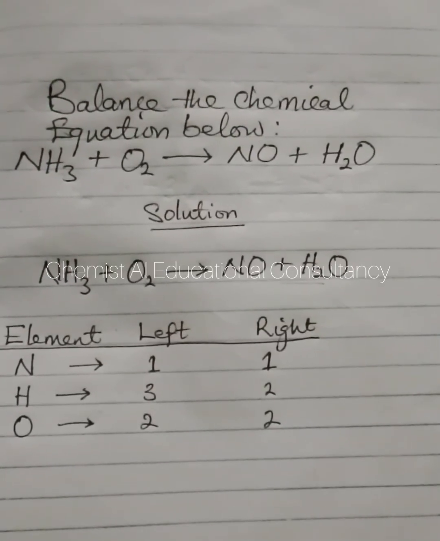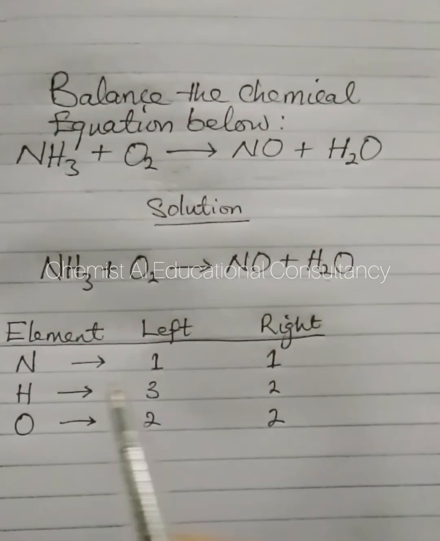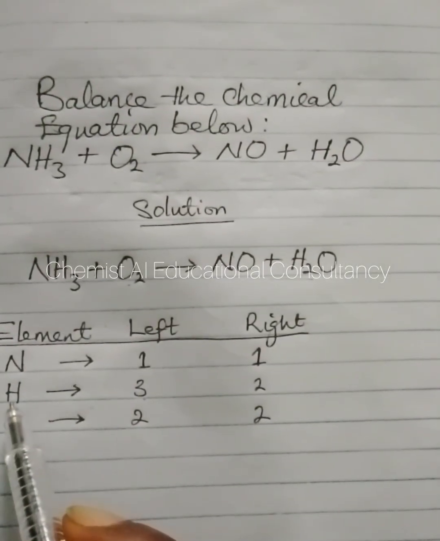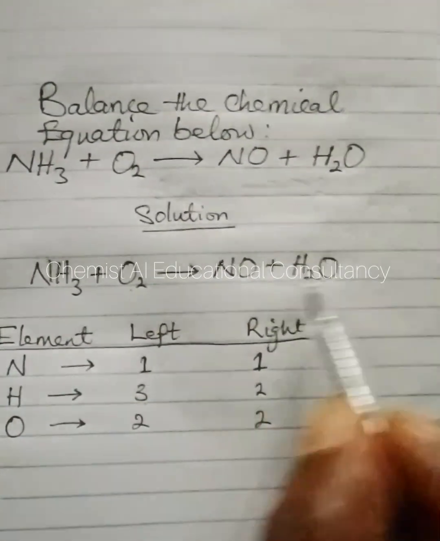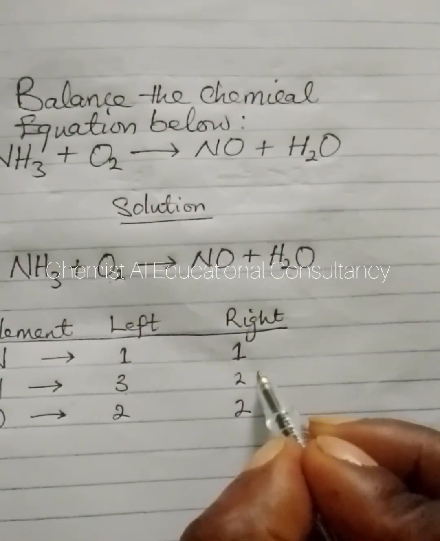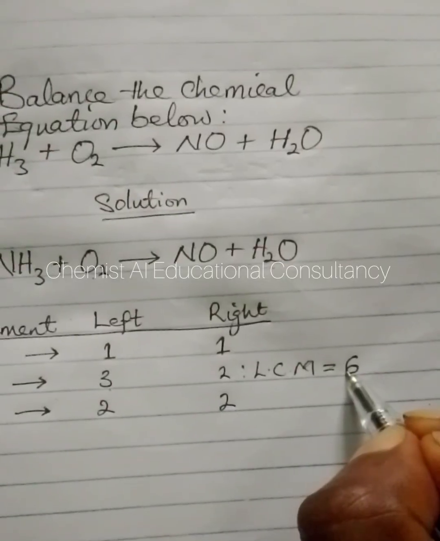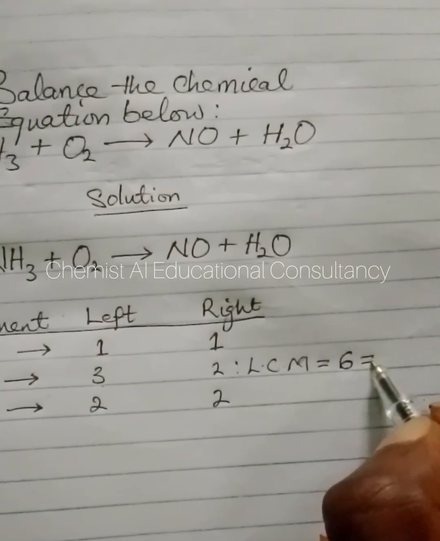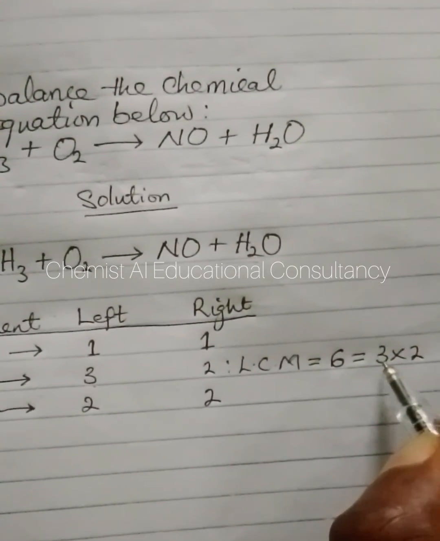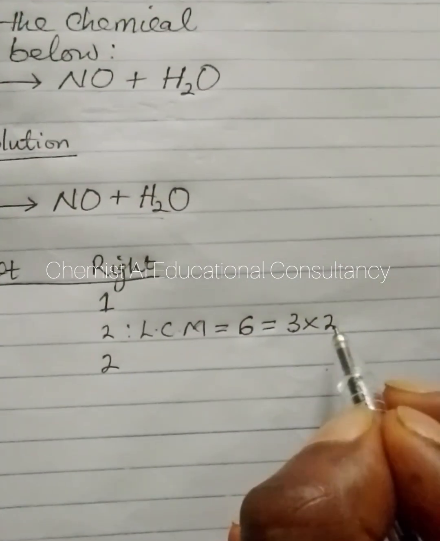Therefore, you have to start from the unbalanced element first. So in order to balance hydrogen, look at 3 and 2. Hydrogen is 3 at the left and 2 at the right. So these 3 and 2, look for the LCM. The LCM of 3 and 2 is 6, right? By 6, it means that 3 and 2 are the multiples, meaning that 3 times 2 is 6, and 2 times 3 is also 6.